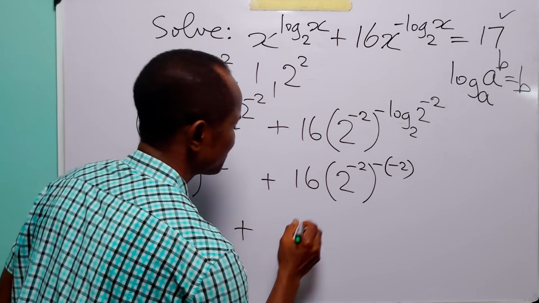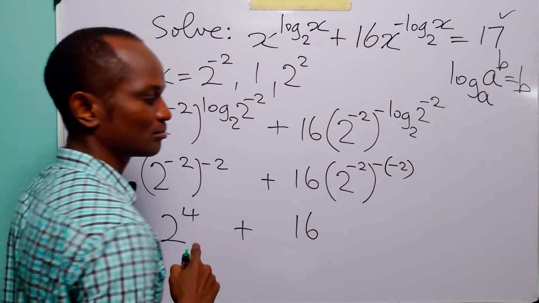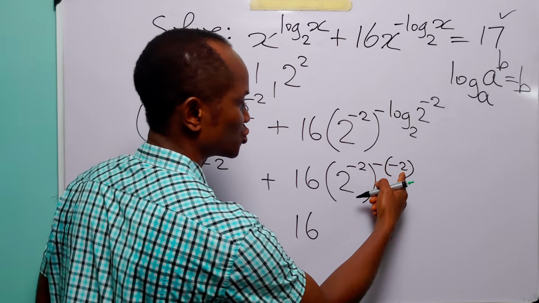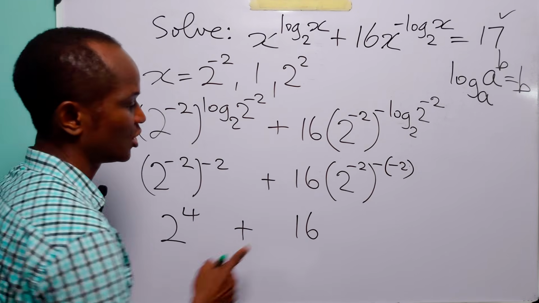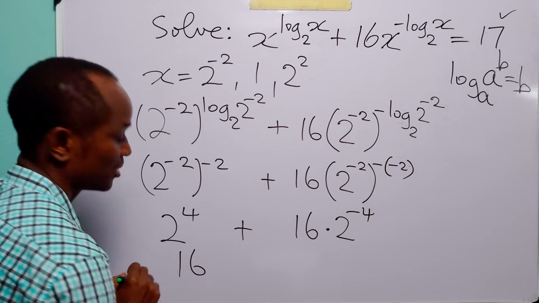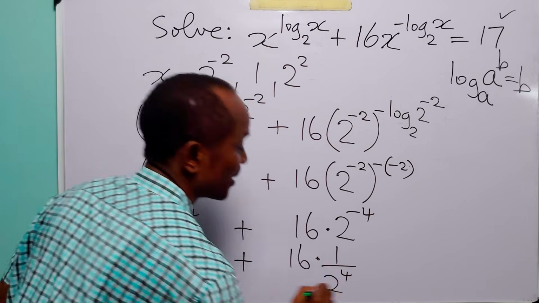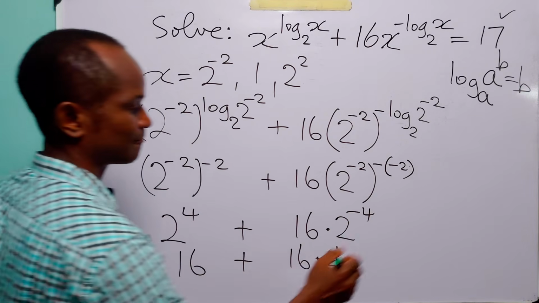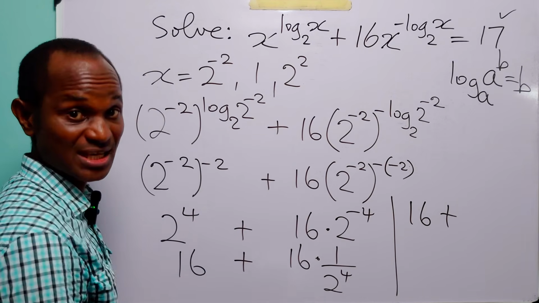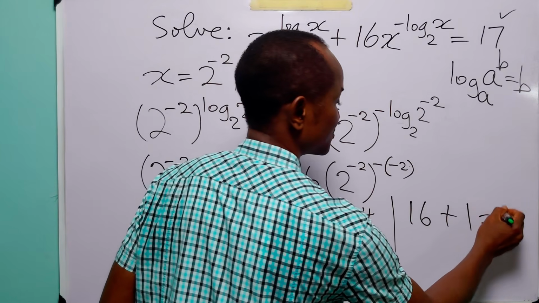The same thing happens here. We have 2 to the power minus 2 times minus 2. Of course, you know that minus of minus 2 is equal to plus 2. So this is minus 2 times plus 2, which is going to be equal to minus 4. So here we have 2 to the power minus 4. 2 to the power 4 is 16. Here we have 16 times 1 over 2 to the power 4 because of the negative sign. And ultimately we have 16 plus, of course, 2 to the power 4 is equal to 16, so this is going to divide this to give us 1. 16 plus 1 is equal to 17.